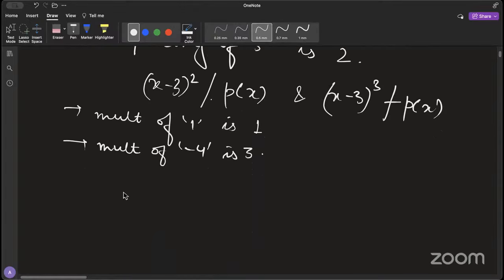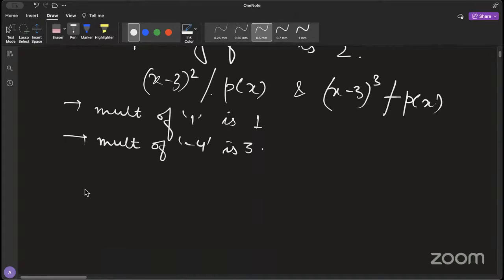That means if you have been given a random p(x), let's say q(x), then to find the multiplicity of zeros, what do you do? How do you find the multiplicity of zeros in polynomial q(x)?